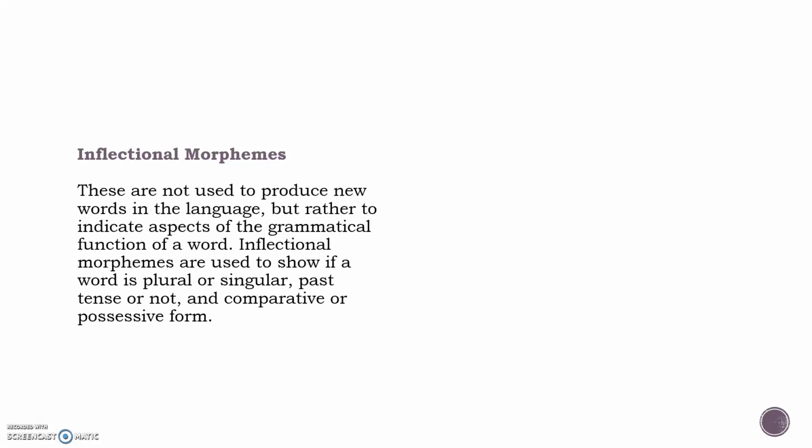Inflectional morphemes. These are not used to produce new words in the language, but rather to indicate aspects of the grammatical function of a word. Inflectional morphemes are used to show if a word is plural or singular, past tense or not, and comparative or possessive form. For example, noun plus apostrophe s, as in "Chips' sister" and plural s: "Two sisters are really different." In the sentence group, inflections are attached to nouns, one marking possessive and the other marking plural.